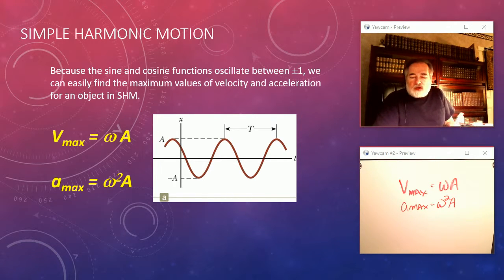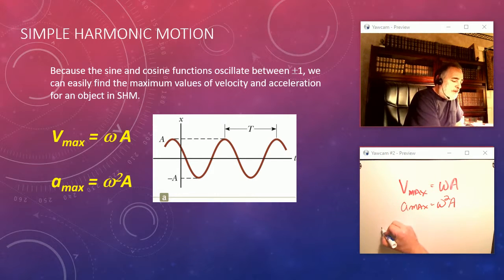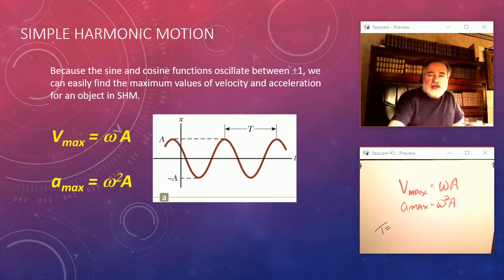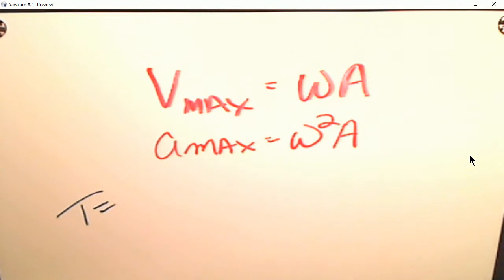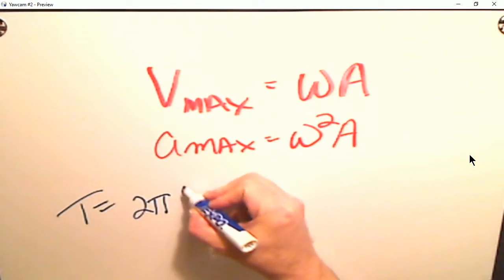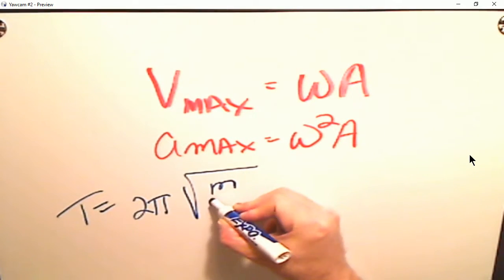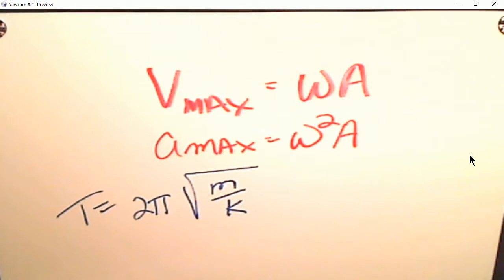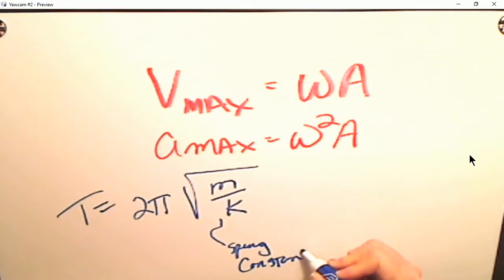Now there's a couple of other equations you want to keep a note of, and one of them is T equals 2 pi square root of mass over k, where k is the spring constant, sometimes called the force constant, depends on your spring.